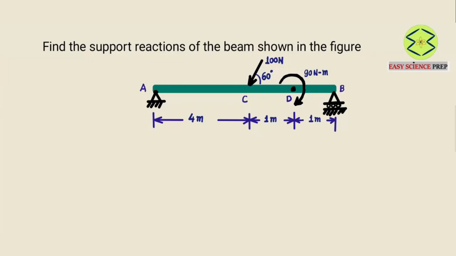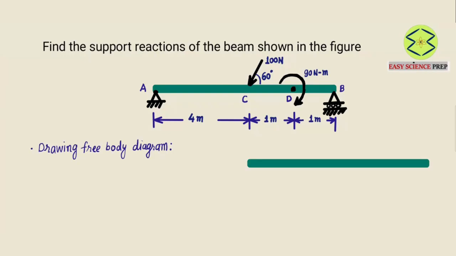In order to find the support reactions of this beam, we shall draw the free body diagram initially. So let's draw the free body diagram of the beam AB. In the free body diagram, we will only show the forces acting on the beam, but we do not show the support condition. We have beam AB. At point A, we shall have two support reactions, one vertical and one horizontal. And at point B, we'll have only the vertical support reaction. So at point A, we have the vertical reaction RA vertical, and the horizontal reaction RA horizontal. At point B, we have only the vertical reaction, that is RB.